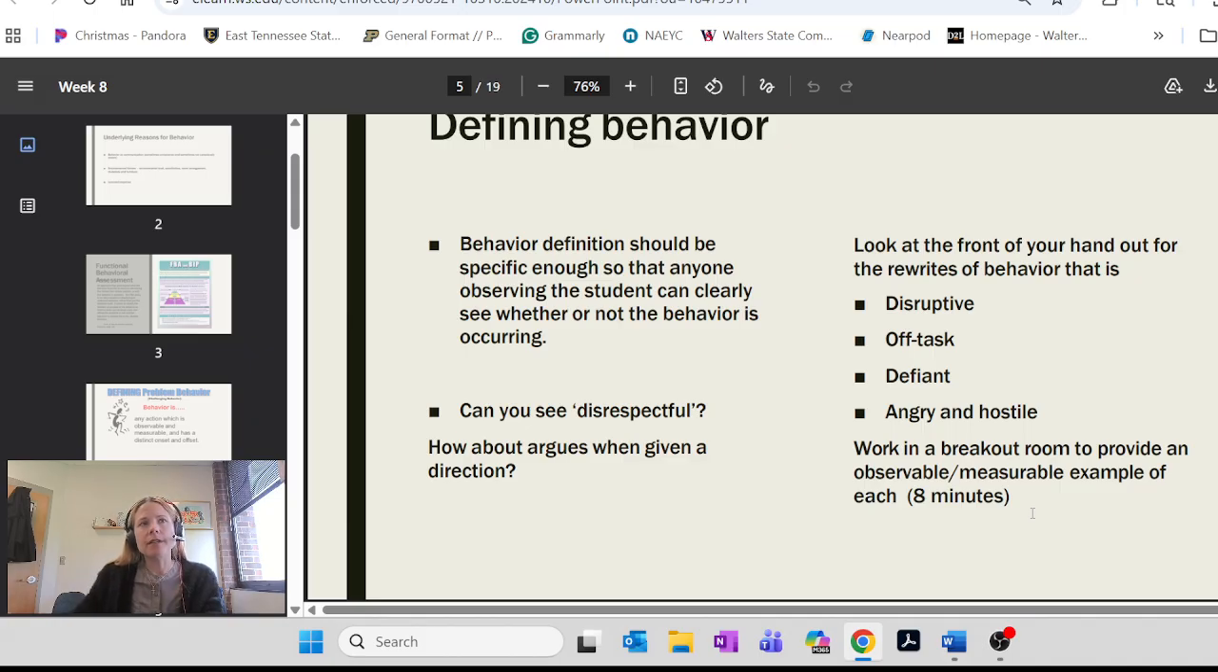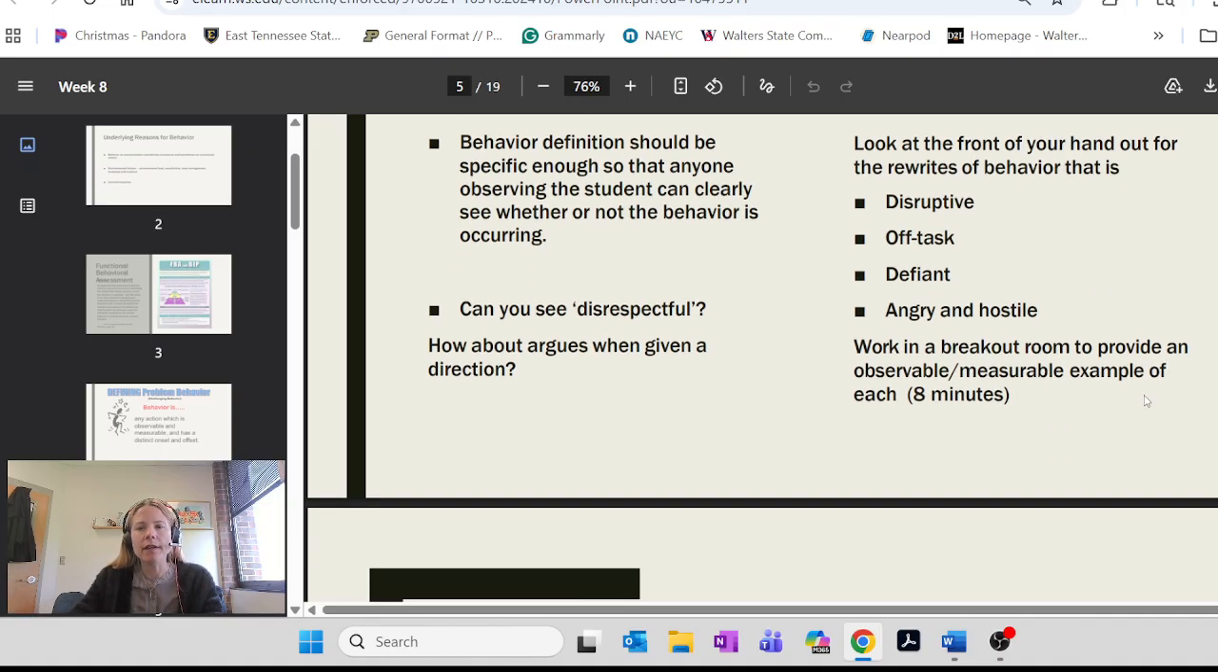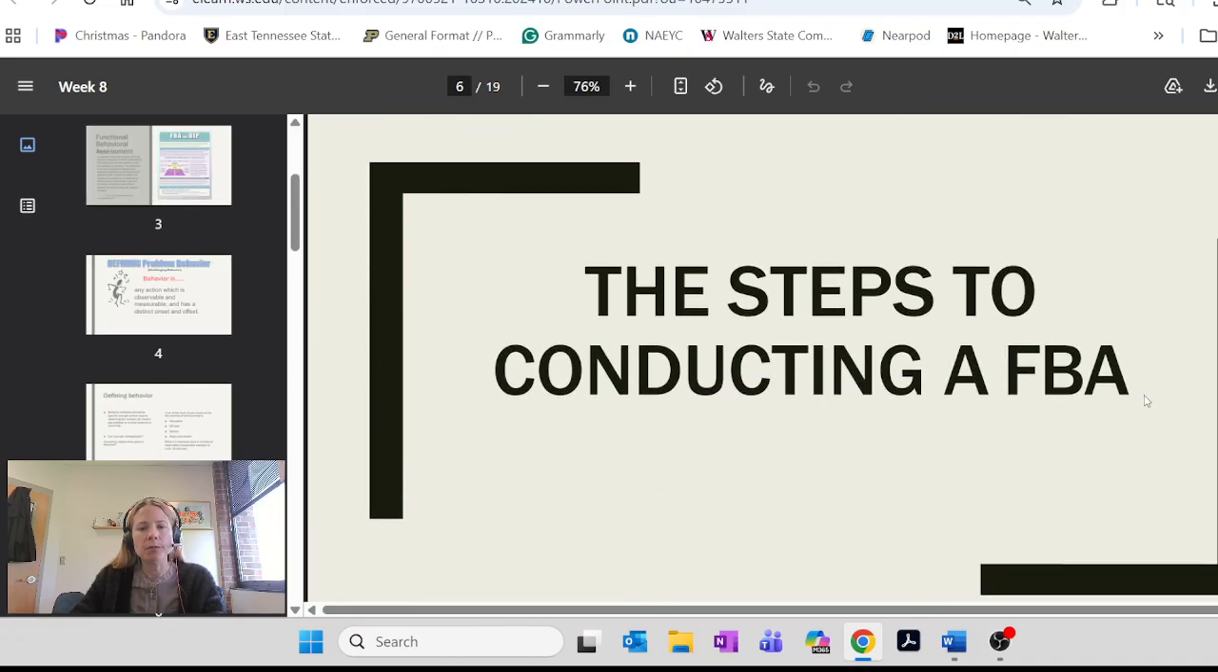It's subjective. So what we want to look at is keywords that are going to show exactly what it's doing. So instead of disrespectful, you could put he argues when given direction. See, that is actually going to be more descriptive and give me a better indication of what's going on. There's always ways to rewrite the behavior that is going to make more sense to the other person reading it.